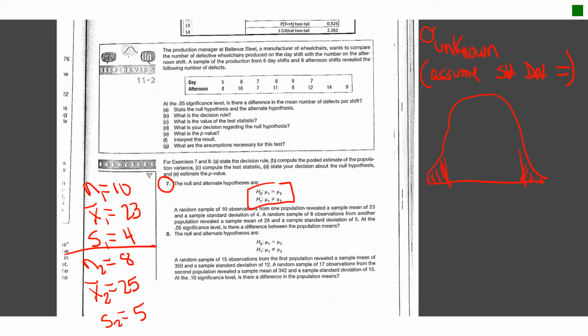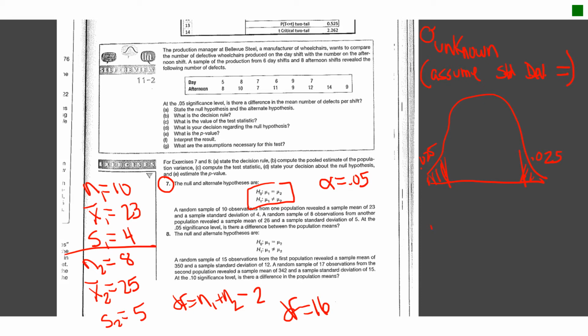You notice that based on the sample data, the sample standard deviations are very similar. Therefore, we can also assume that the population standard deviations must also be similar. Now, the alpha level here is going to be 0.05. Two-tail test, so we divide it in half. Alpha half is 0.025. And remember, our degrees of freedom is going to be N1 plus N2 minus 2. So 10 plus 8 is 18, minus 2. Your degrees of freedom is going to be 16 in this particular example.